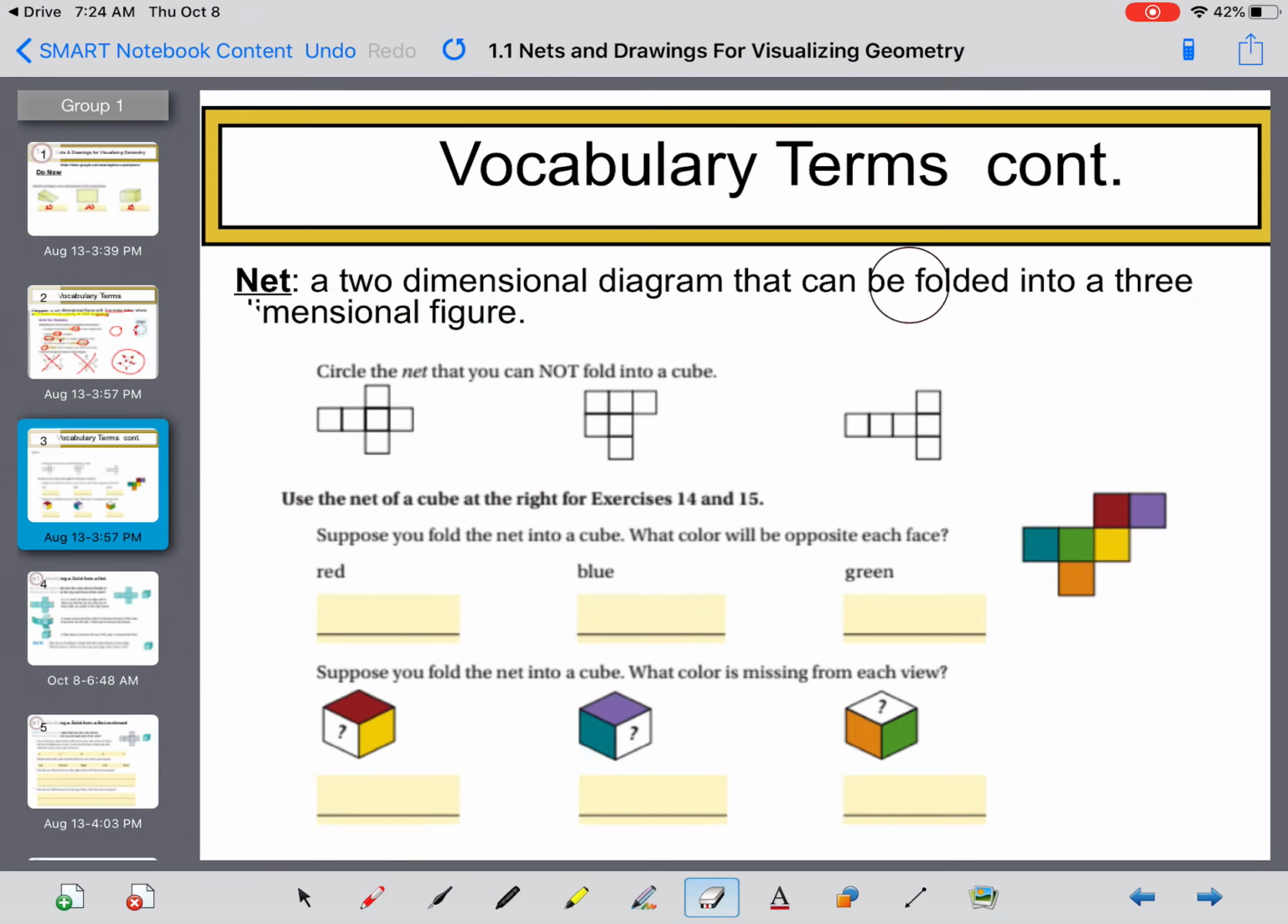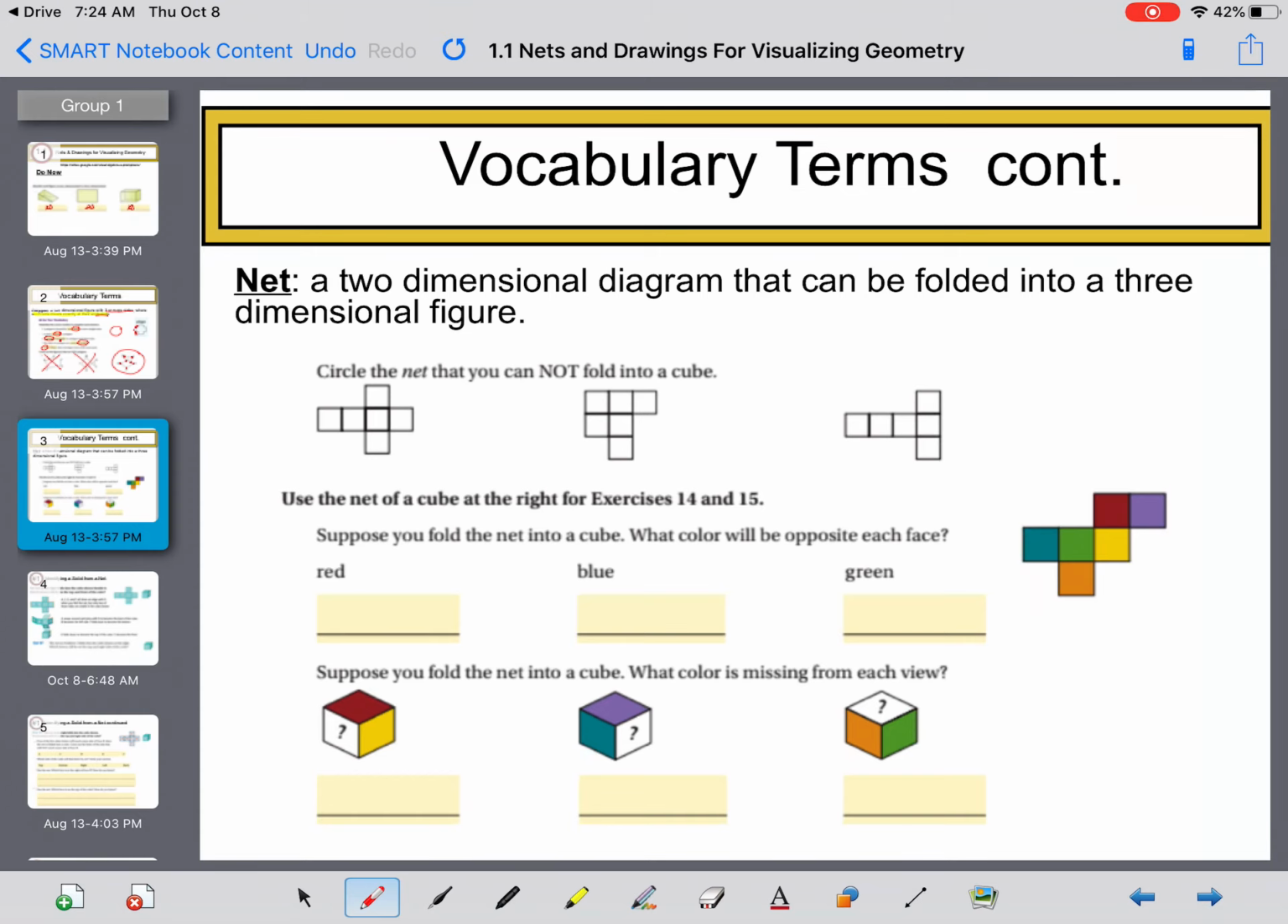You have another term today that we're going to need to know. A net is a two-dimensional diagram that can be folded into a three-dimensional figure. So it says circle the net that you cannot fold into a cube.